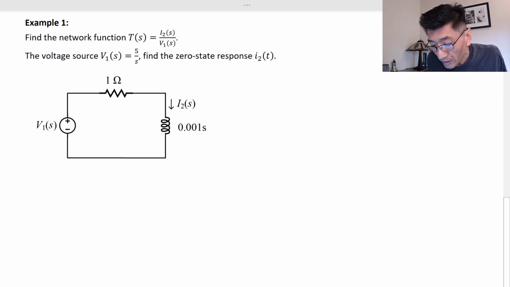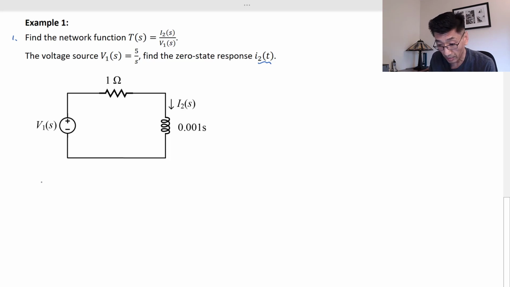Okay, so let's see, I have this simple first order system, right? And so the first thing is, let's find the network function. And after we find the network function, we're trying to find the response i sub 2(t). Okay, so this is the current through this inductance here, the network function here. And so in this case, we're trying to find I2 over Vs.